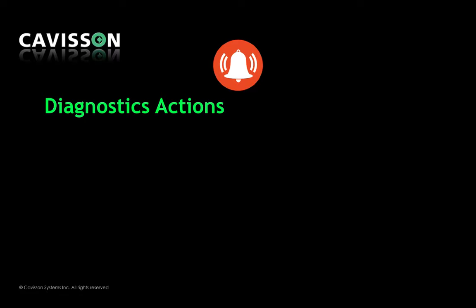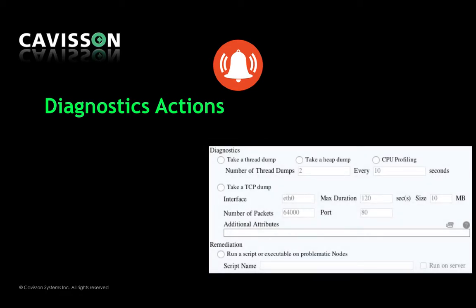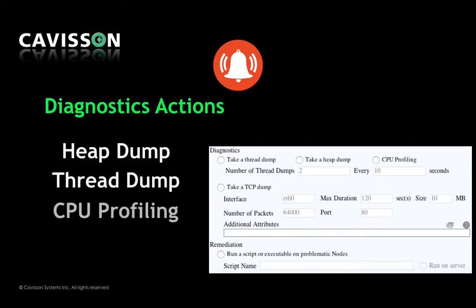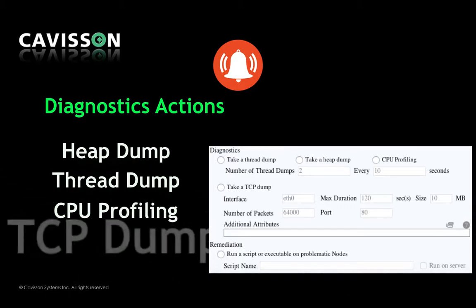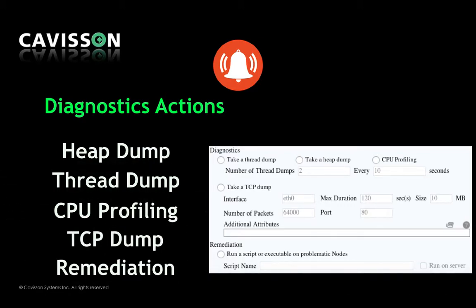Cavisson alerts can be associated with diagnostic actions. So whenever an alert is triggered, you can automatically perform an action that helps you to diagnose a performance issue. Net Diagnostics offers you multiple diagnostic actions. You can take a heap dump or a thread dump. You can do CPU profiling or take a TCP dump. It also provides you the ability for remediation. For example, you can execute a script on a problematic node.